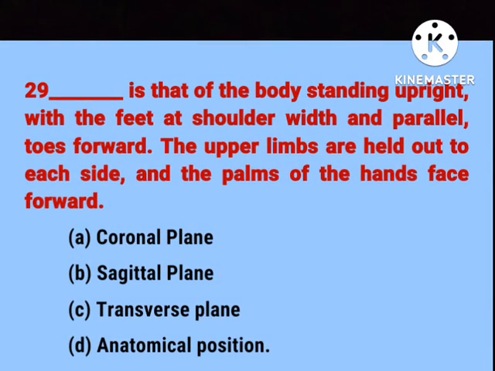Dash is that of the body standing upright with the feet shoulder-width apart and parallel, toes forward. The upper limbs are held out to each side and the palms of the hands face forward. It is known as: A. Coronal plane, B. Sagittal plane, C. Transverse plane, D. Anatomical position.